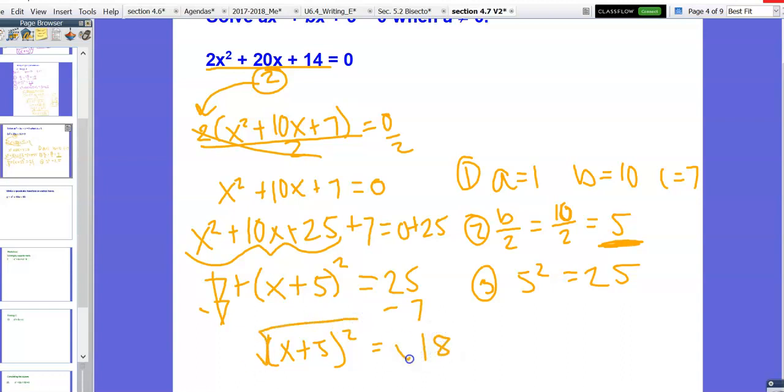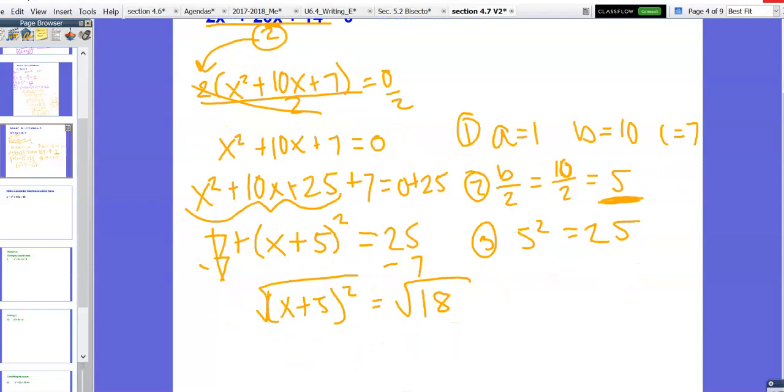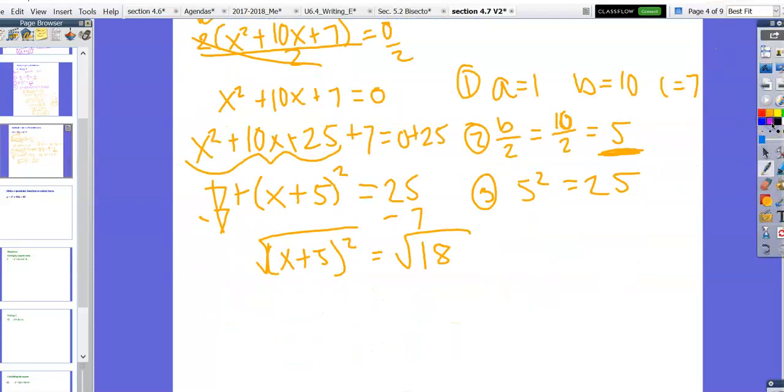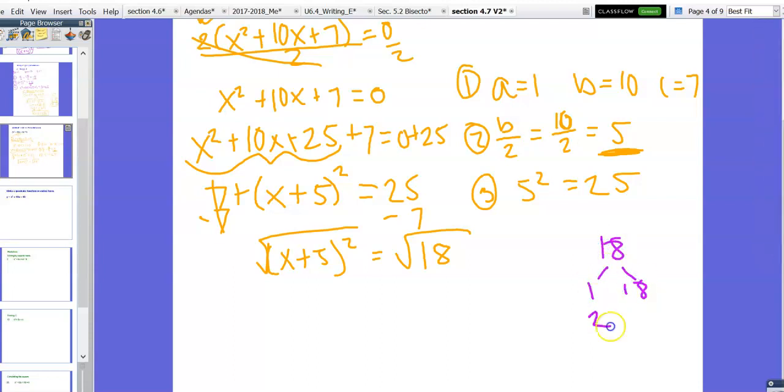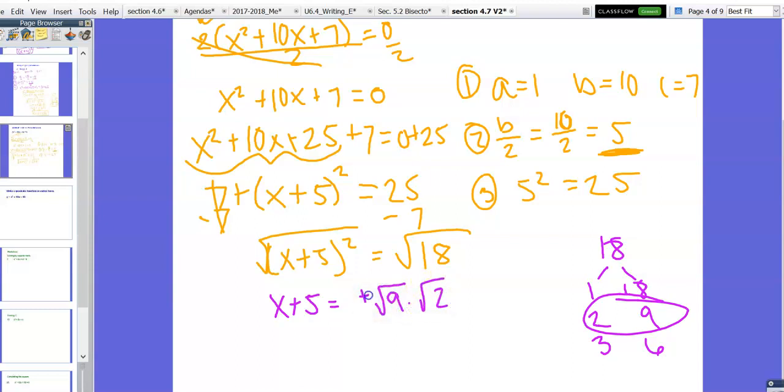Take the square root of both sides. 18 is not a perfect square, so we have to factor it and find a perfect square factor. Look for the biggest one we can find, which on this list is 9. So use the pair 2 and 9. And then subtract 5 from both sides.